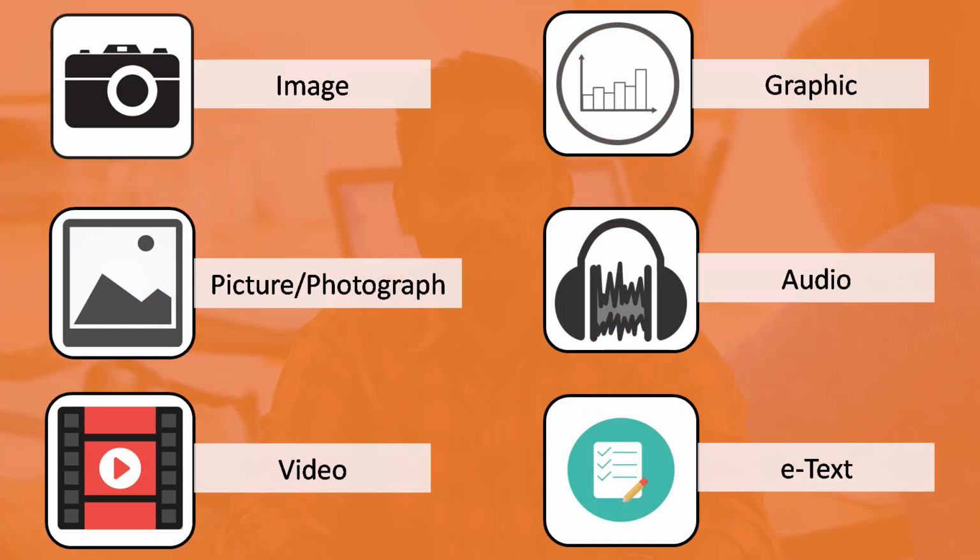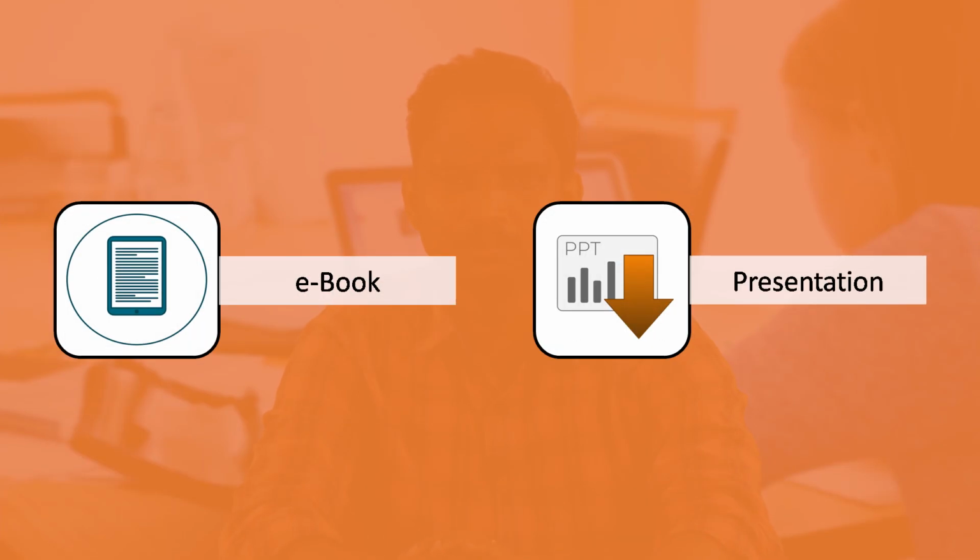Now, what are the different forms of OER? We have already discussed the different forms of OERs. It can be any teaching learning resource which are digital in nature. Say for example, an image can be made an OER, a graphic, picture, photograph, audio programs, video programs. It can be an e-text, any e-book, or it can be simply a PowerPoint presentation or any presentation. And the list is not ending.